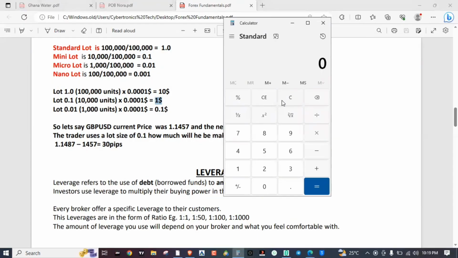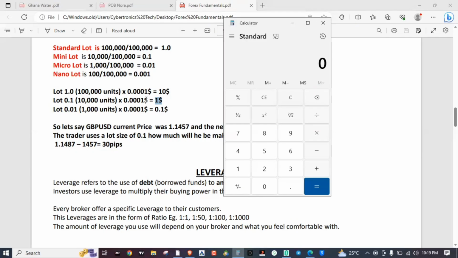So it is 10,000 units. Okay, 10,000 units. So you just have to tell them, okay, I'm purchasing mini lot size. That's 10,000 units. If price moves just one, you are making $1. Unlike the first one, which is the full, or let me say the standard or the default one. Okay, one lot, the default one. That one you will be making $10.